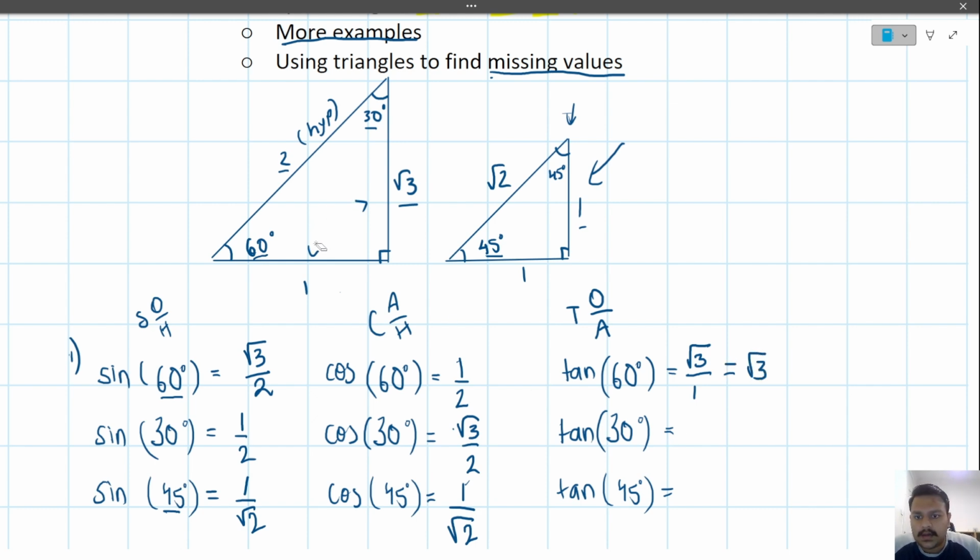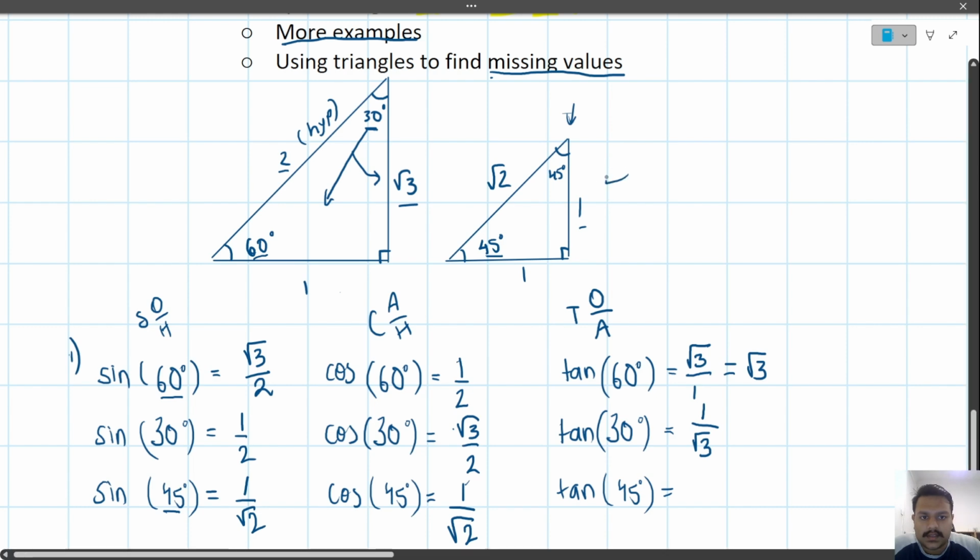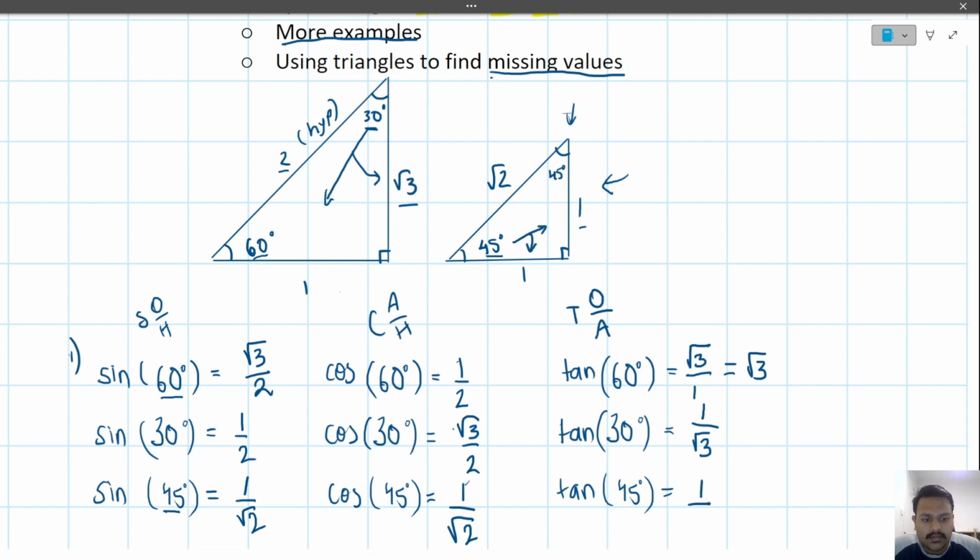Tan 30, now we're changing our reference again. So we're looking at this angle here. The opposite to 30 is going to be 1, and the adjacent is going to be root 3. So this one is just going to be 1 over root 3. Tan 45, again, we come back to this image right here. So tan 45 is opposite over adjacent, which is 1 over 1, which is just 1.